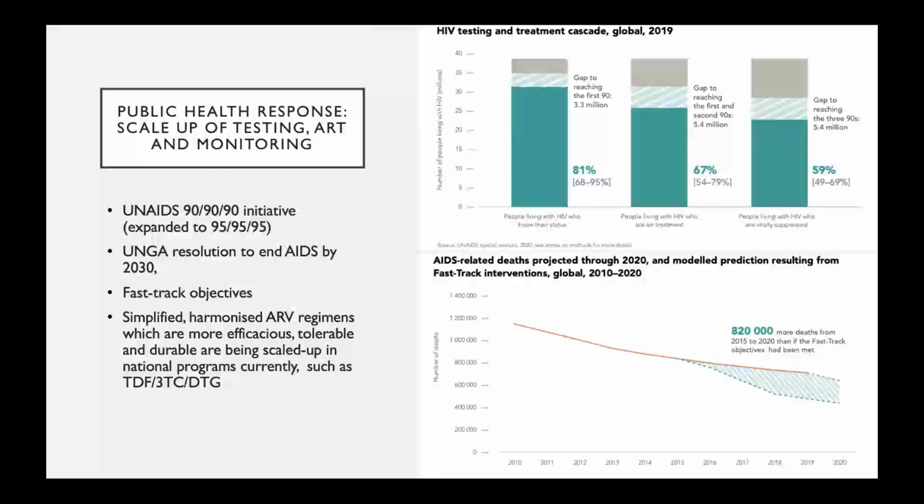The second is people living with HIV who are on treatment. And the third 90 is people living with HIV who are virally suppressed. So I think we still have fallen short of these goals, although some countries have achieved them, and now it's been revised to 95, 95, 95.